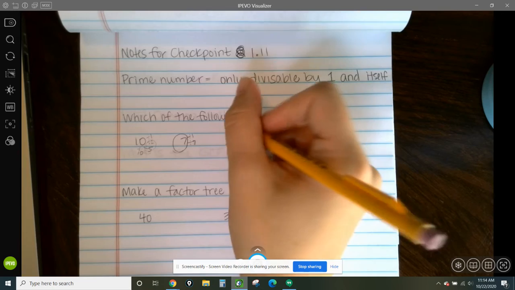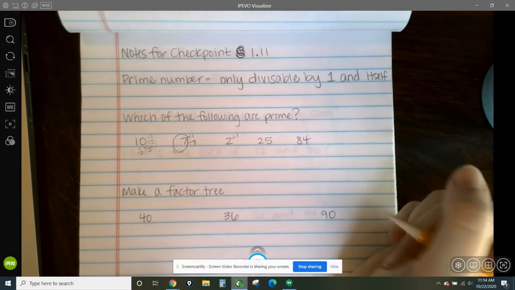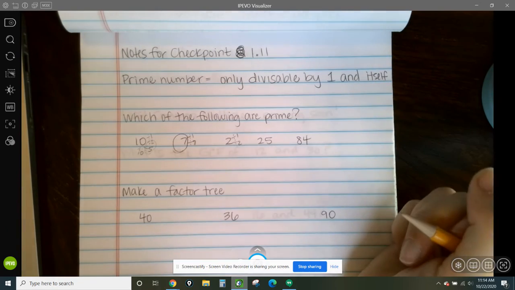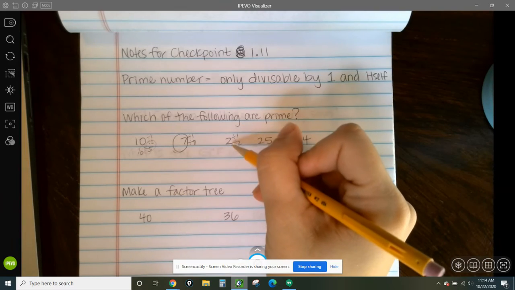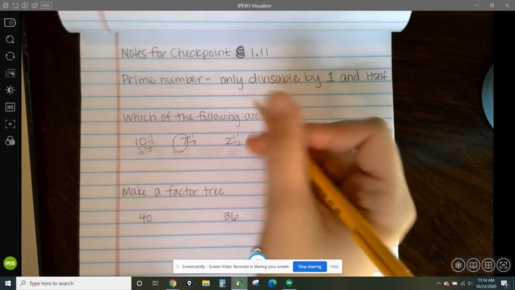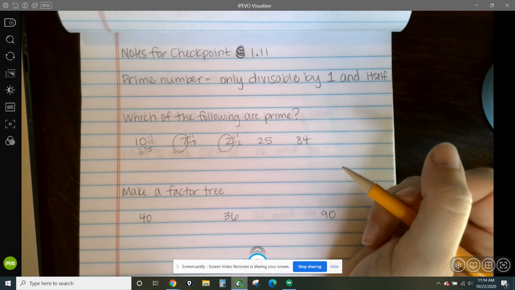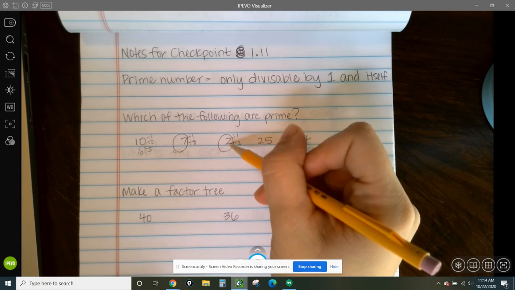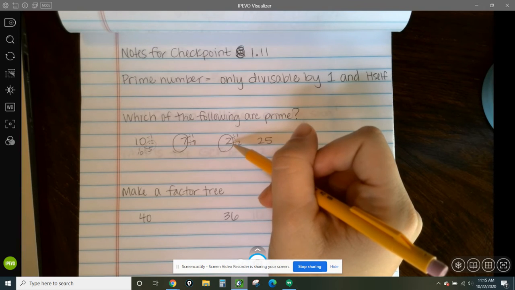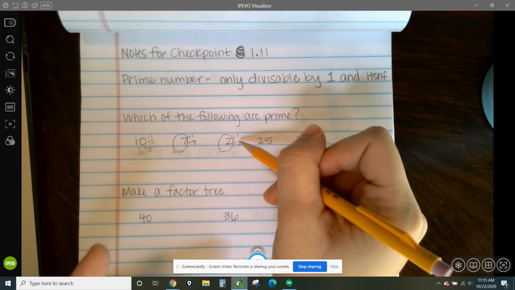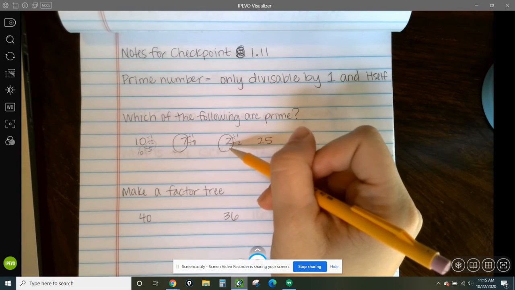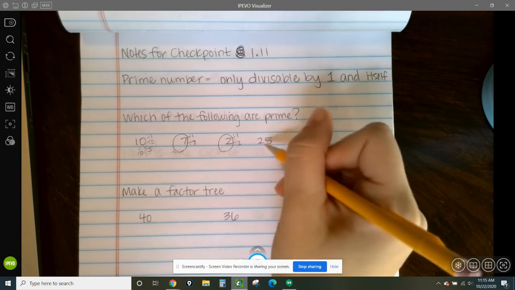How about 2? Okay, 2 can be divided by 1, and 2 can be divided by 2. That's it, because it's such a small number, there's nothing else in between there. So 2 is actually prime. Most even numbers are not prime because they can be divided by 2, but 2 is prime because the number 2 is itself. So that's kind of a tricky one that throws people off a lot.